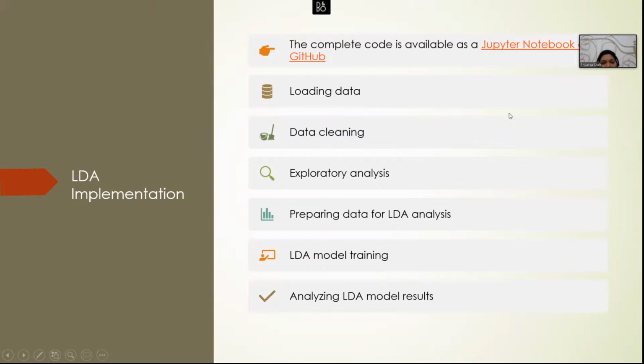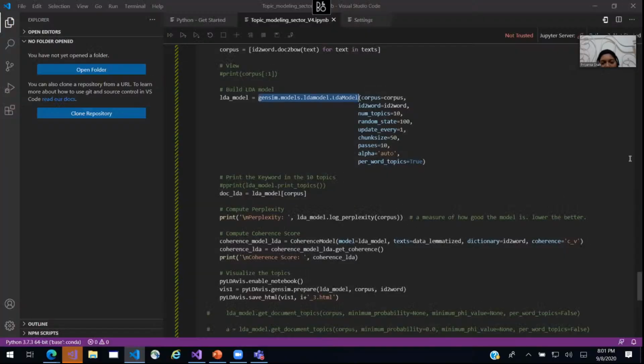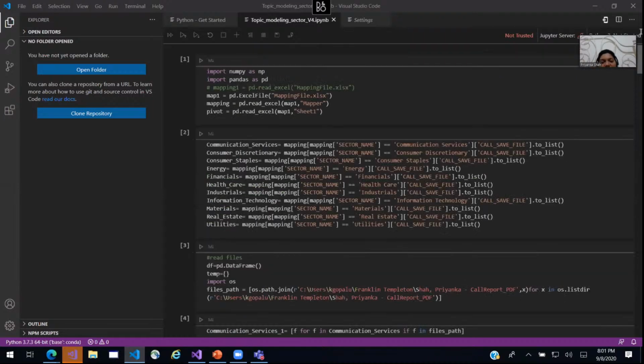Implementation. I will be sharing the presentation, and you have a complete link to the Jupyter notebook. So you have loading data, cleaning, exploratory analysis, preparing the data, model training, and analyzing the results. This is what you will essentially find in the GitHub. The code itself is not very huge. You are using Gensim, NumPy and Pandas.